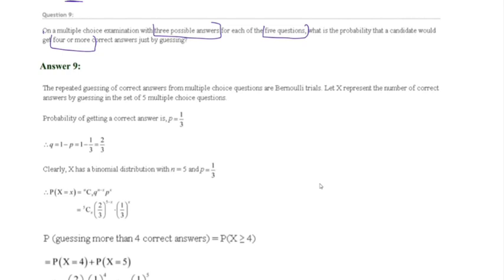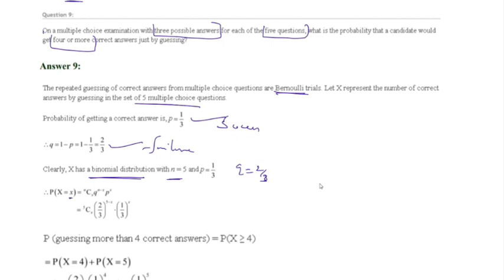So let's see the solution for this one. The repeated guessing of correct answers will be Bernoulli trials, as we know. So X represents the number of correct answers by guessing in the set of 5 multiple choice questions. The probability of getting the correct answer, with 3 possible answers, is p equals 1/3. If p is 1/3, then q is 1 minus p, that is 2/3. So p is success and q is failure. Clearly X has a binomial distribution where n equals 5, p equals 1/3 and q equals 2/3, right?